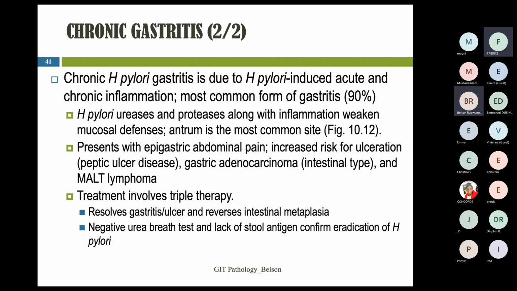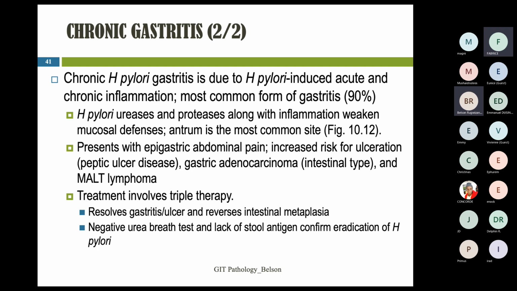So H. pylori urease and the proteases, along with inflammation, weaken the mucosal defenses. The antrum, as I had said before, is the most common site. So H. pylori gastritis affects the antropyloric area, while the immune-mediated one affects the fundus and the body. It presents with epigastric pain, increased risk of ulceration, peptic ulcer disease, gastric adenocarcinoma, intestinal type, and MALT lymphoma.